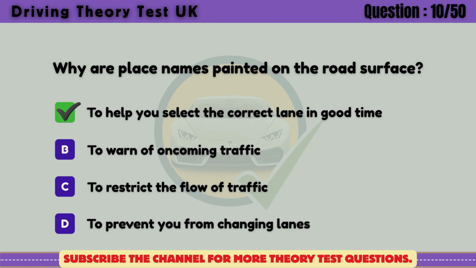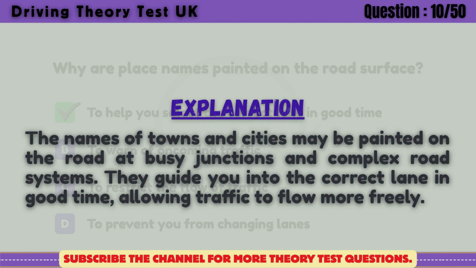Answer is A. To help you select the correct lane in good time. The names of towns and cities may be painted on the road at busy junctions and complex road systems. They guide you into the correct lane in good time, allowing traffic to flow more freely.